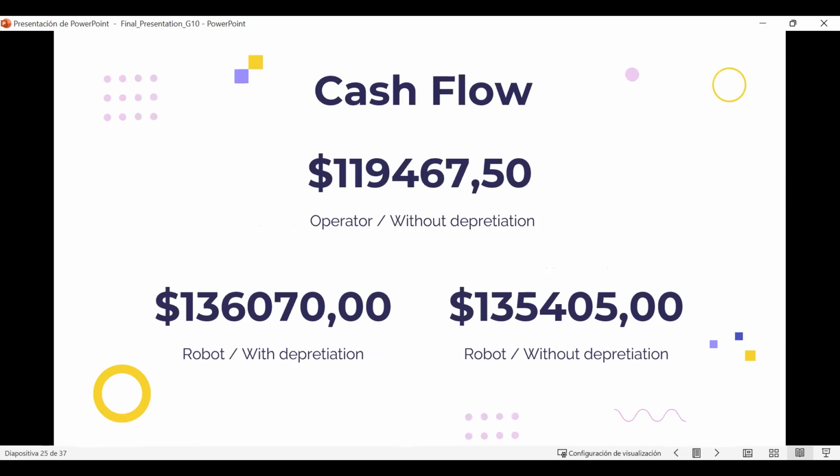Regarding the cash flow, we obtained 119,467 for the operator. This is without depreciation. For the robot with depreciation, we obtained 136,070, and without depreciation, we obtained $135,405. Next one, please.